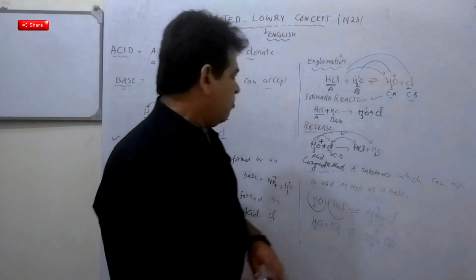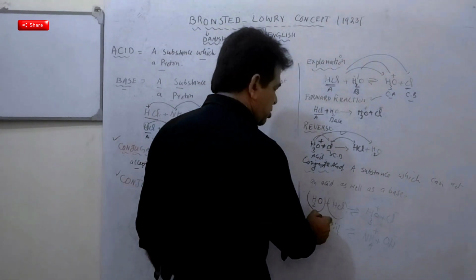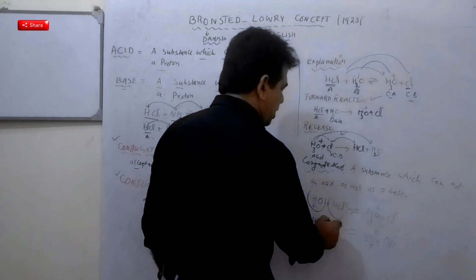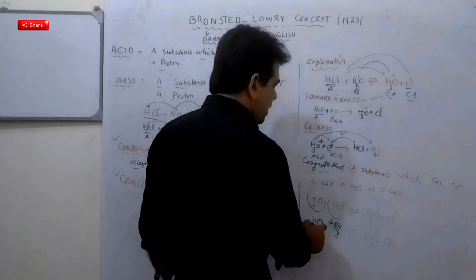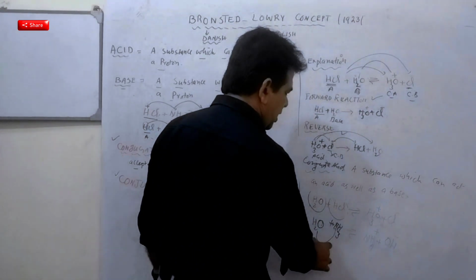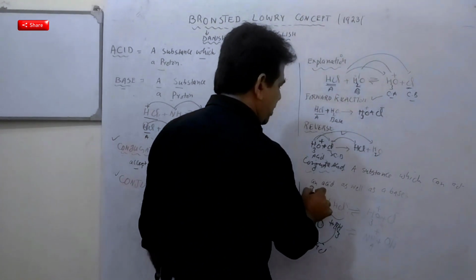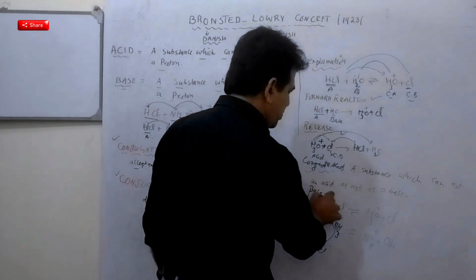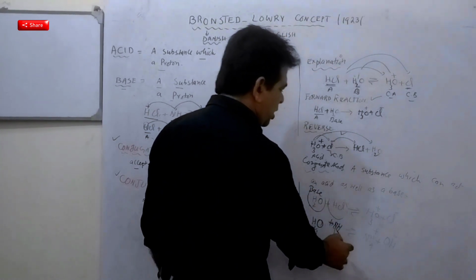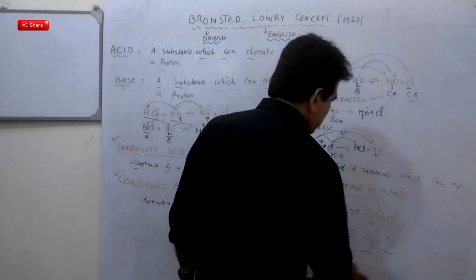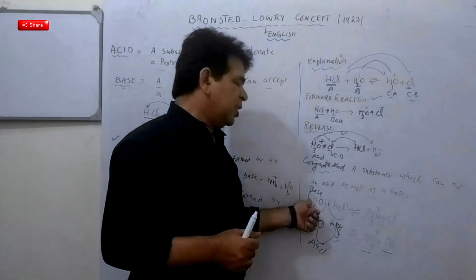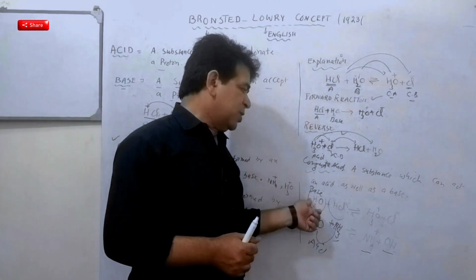Now if H2O is reacted with NH3, that is a base. Now the water will act as an acid. Here it will act as an acid, whereas here it has acted as a base. Water will react with ammonia to form ammonium ion and hydroxide ions. Here water is an acid, and in the previous equation it was a base.